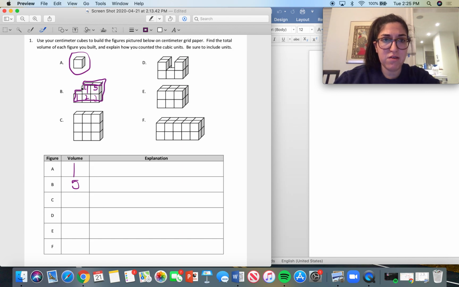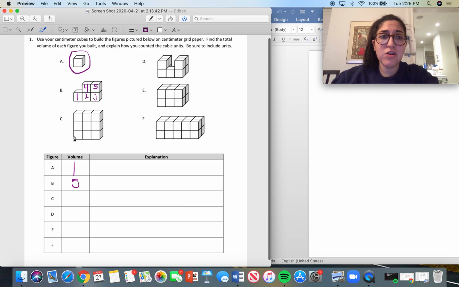I know that's kind of messy, but if I had a box that looked exactly like that, and the question was how many cubic units could I fit in, the answer is I could fit in exactly 5. Let's look at C here.